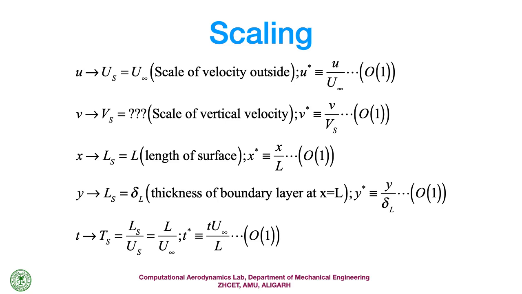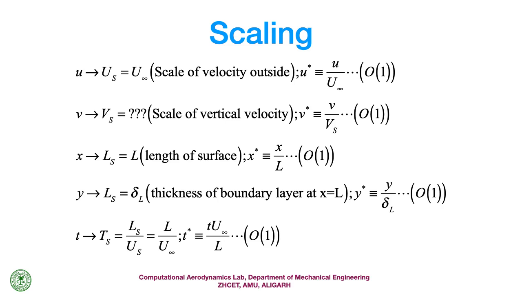For the x direction, that is the streamwise direction, we use us equal to u infinity, which is the scale of velocity. u infinity is the velocity outside the boundary layer. The star above denotes all the non-dimensional terms: u star, v star, x star, y star, t star. In our last lecture, we showed that u star will be equal to u by u infinity, v star will be v by vs, x star will be x by L, and y star will be y by delta L.